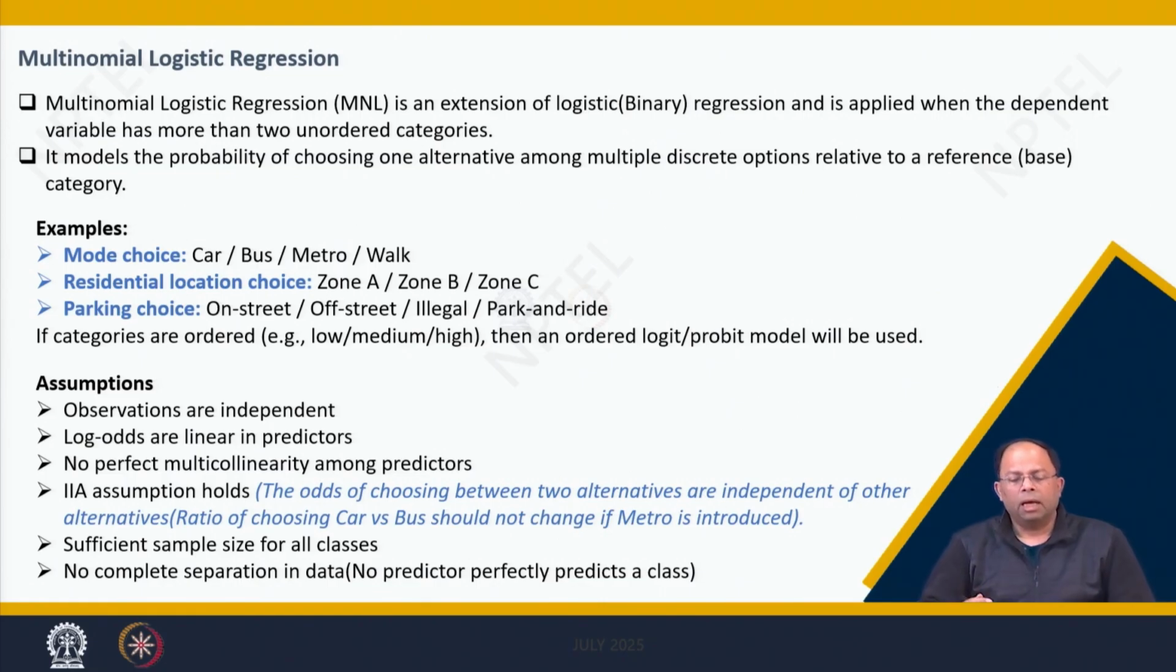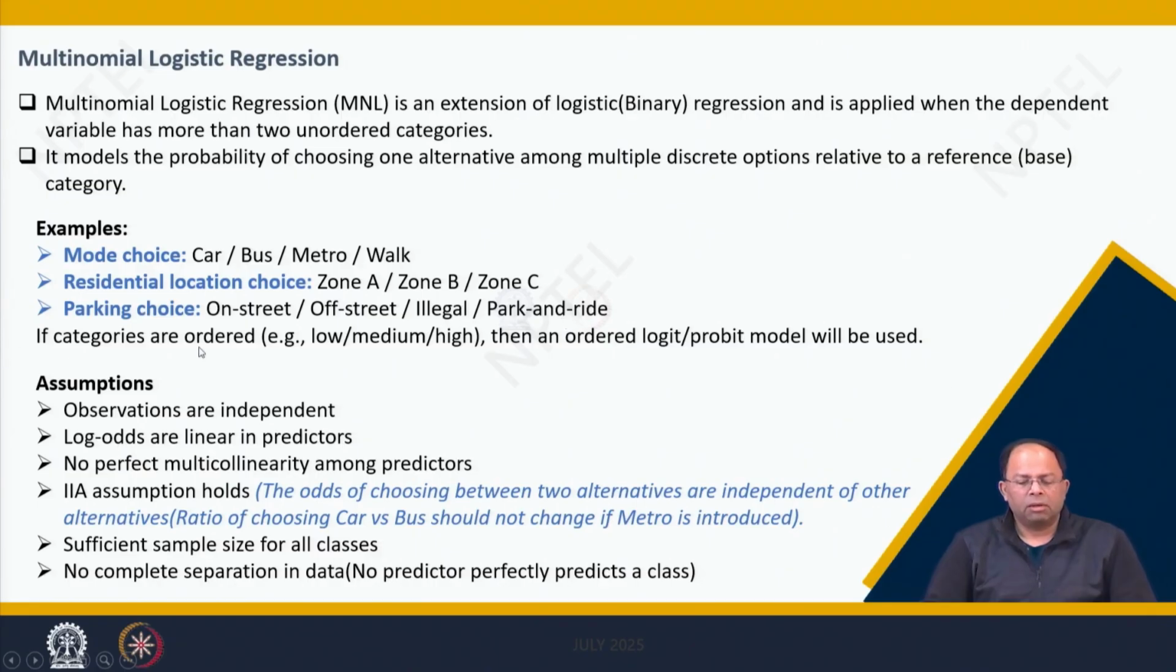It could be a destination choice for a trip model, that means where the trip is ending up, where he's going, or it could be a location choice for a residential location choice model, or it could be a plain mode choice model as well. Or parking choice: will somebody park on street, off street, park illegally, or park and ride. So, these could be the choices.